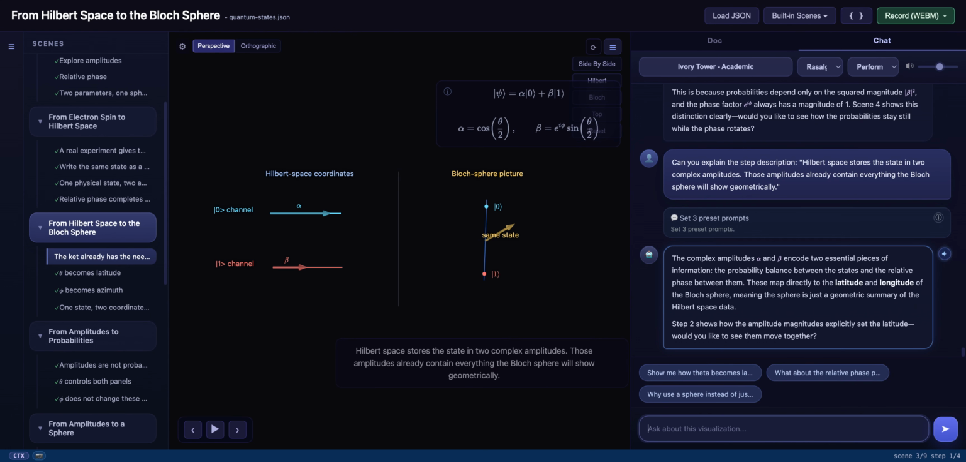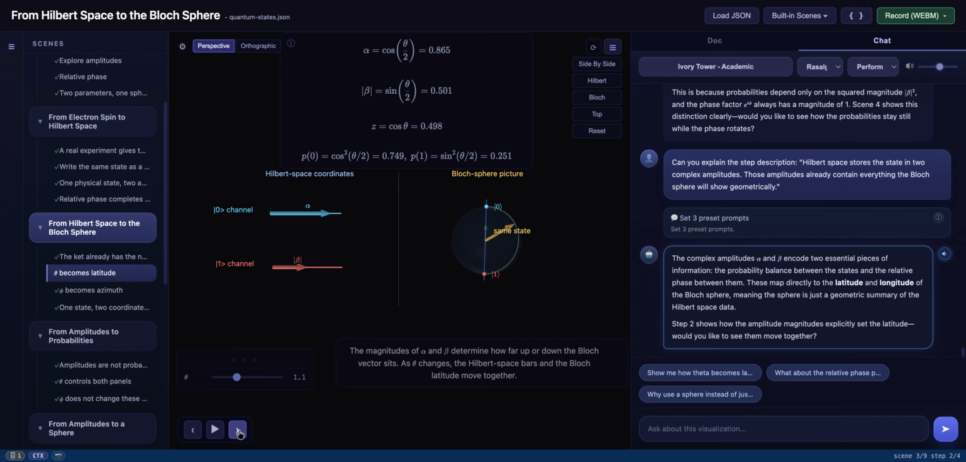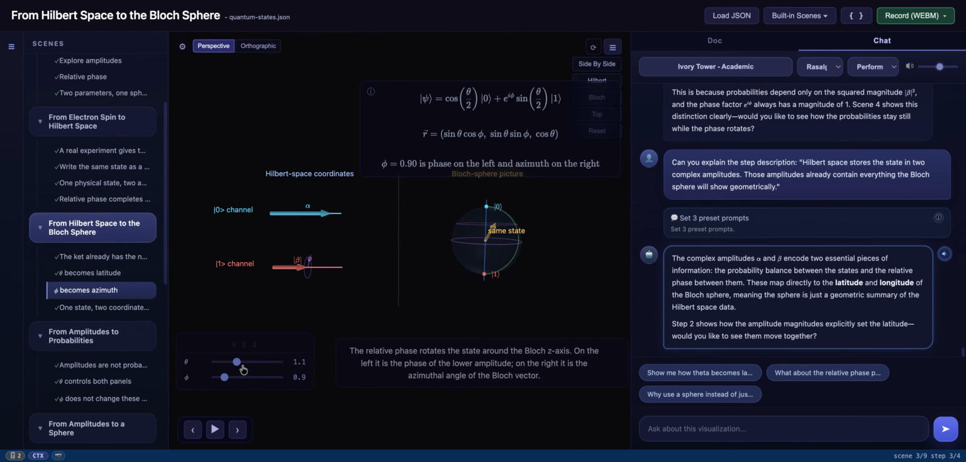The complex amplitudes α and β encode two essential pieces of information: the probability balance between the states and the relative phase between them. These map directly to the latitude and longitude of the Bloch sphere, meaning the sphere is just a geometric summary of the Hilbert space data. Step 2 shows how the amplitude magnitudes explicitly set the latitude. Would you like to see them move together?